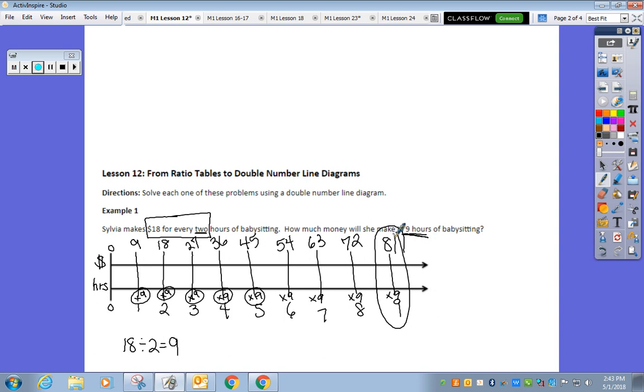So that shows us in 9 hours, because again, this is our hours line, we're making $81. So the answer would be $81. Notice in a double number line diagram, we're scaling down to 1, and then we're scaling back up to the 9.